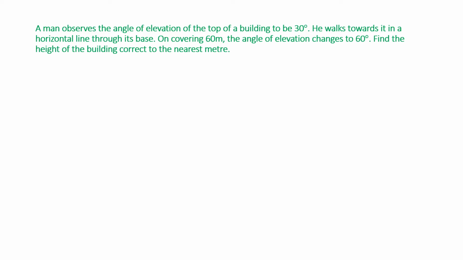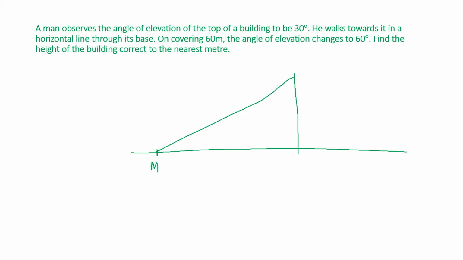Now let's start with the first question that I've taken. A man observes the angle of elevation of the top of a building to be 30 degrees. There is a building, and there is a ground on which the man is standing over here. Suppose that the man is standing over here and he is observing the top of the building to be equal to 30 degrees. This is the top.